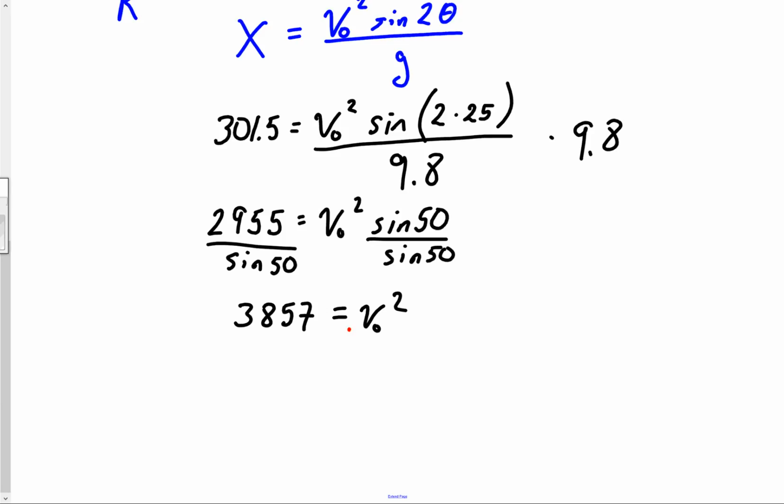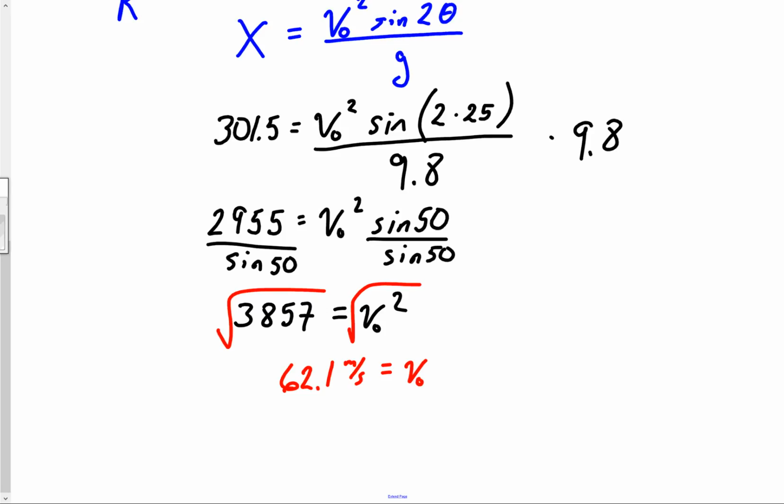You got to remember, you still got to take a square root of both of these sides. So let's take the square root of that answer, and we've got 62.1 meters per second. And so there is my V0.